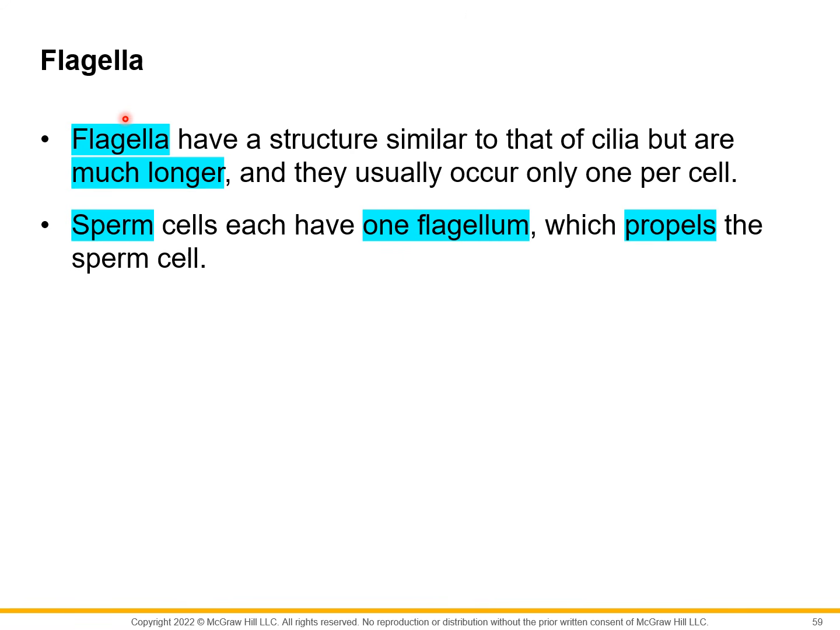And an example of this are sperm cells. So sperm cells have one flagellum per cell. Okay, so that one flagellum would help them move from one place to another. It would propel the sperm cells. So that's an example of what a flagella could do.